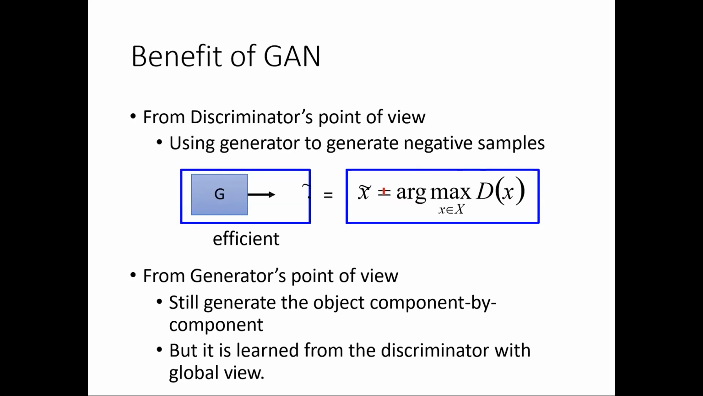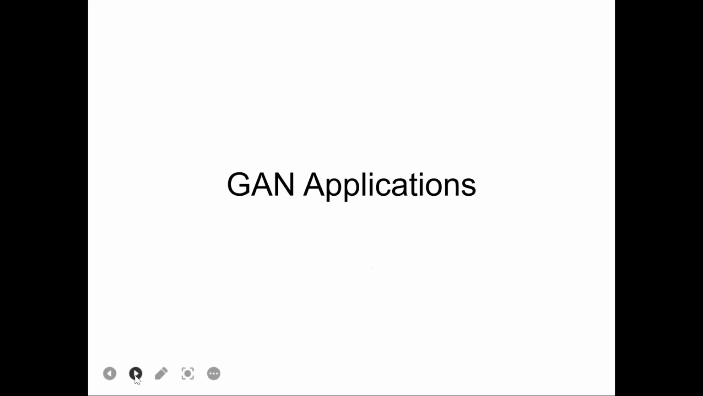From the generator's point of view, it will be involved in generating the object component by component. But the overall picture that it will get is through the discriminator, when it is looking at the global scenario, that is the entire image and the entire perspective. That's when it will understand more about how the discriminator is working, and that's how the credibility of the generator is also affected.